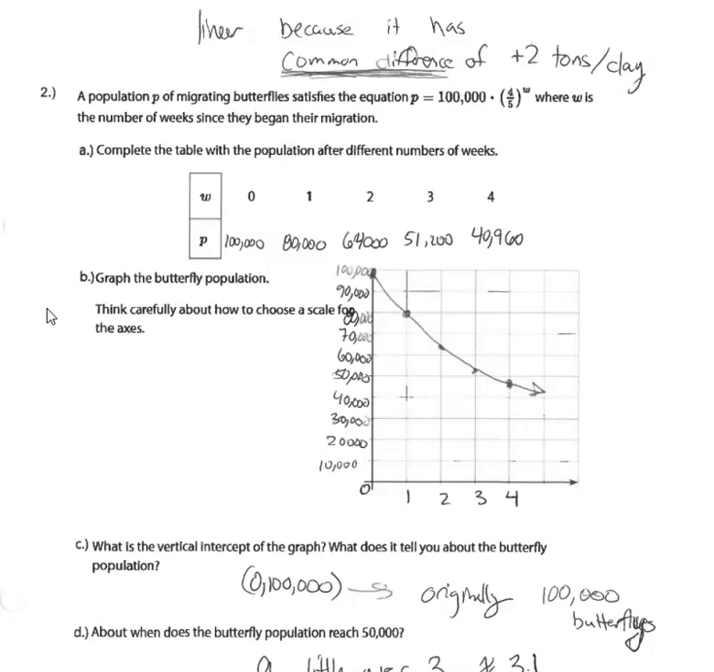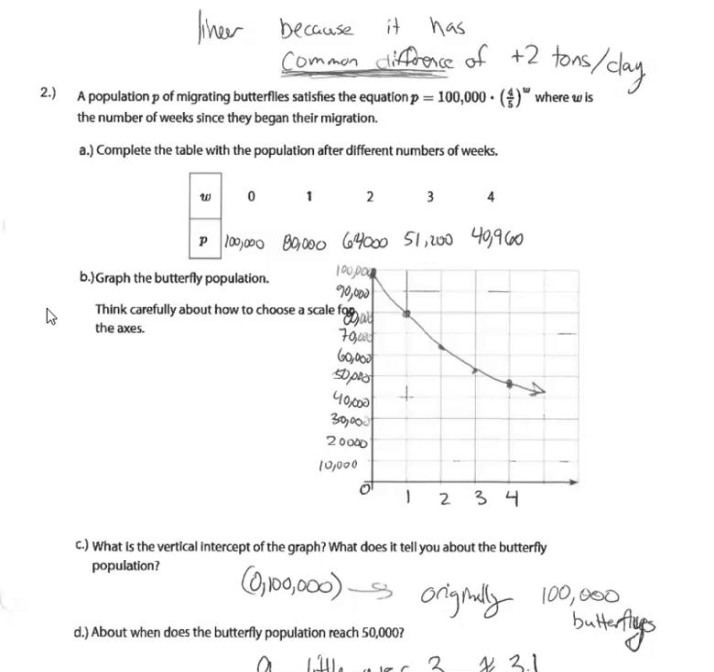Now, the next one is talking about migrating butterflies. They started out with, it looks like via the equation, 100,000, and then you have that factor, which is less than 1, which tells you that it is decreasing. W is going to be the number of weeks. It wants you to complete the table. So we can substitute in our values and get our values for the population.